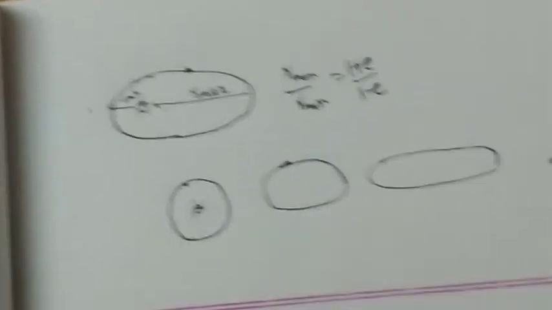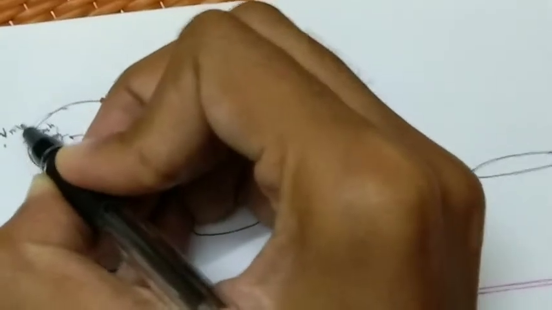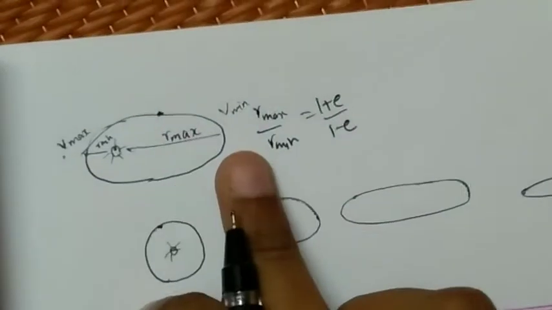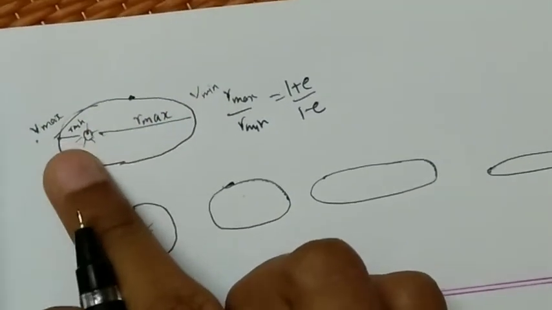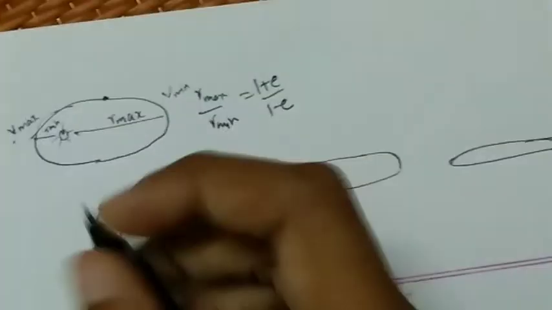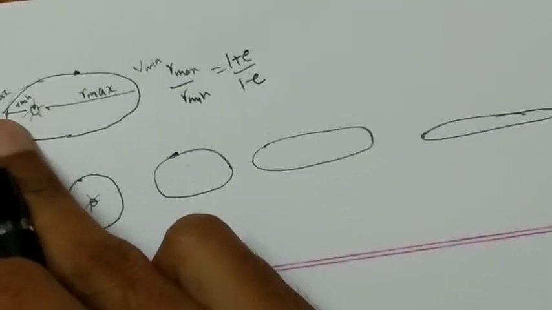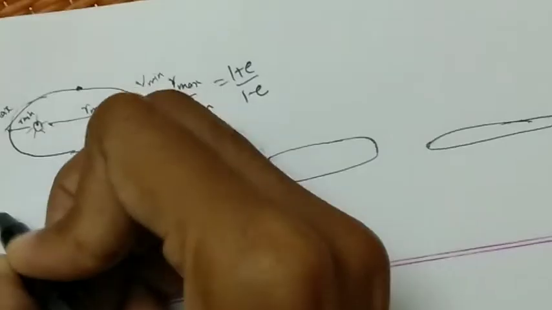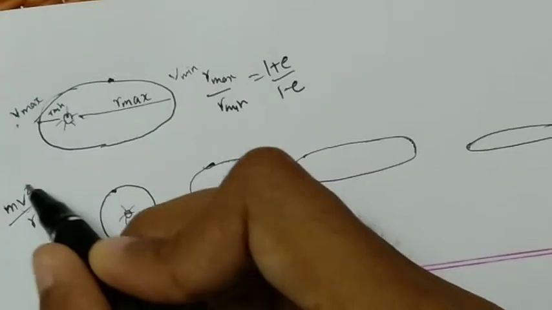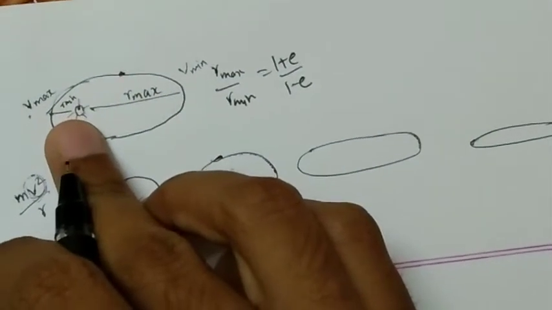And the next important thing is that when the planet is very close to the sun, its velocity would be maximum, and when it is farther from the sun, its velocity would be minimum. Why? When it comes closer to the sun, the gravitational force of attraction would be more. So in order to prevent falling into the sun, it has to create more centrifugal force. That is possible, because we know that mv square by r is the centrifugal force. If it increases its velocity, then it can overcome the extreme gravitational pull of the sun.